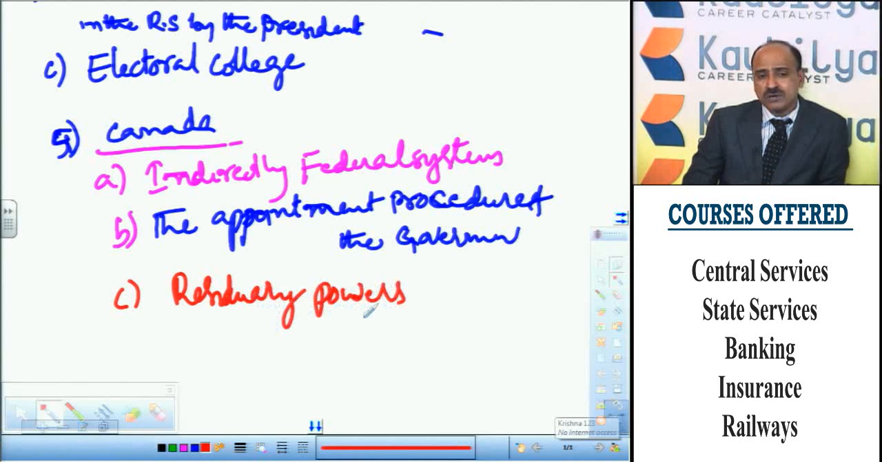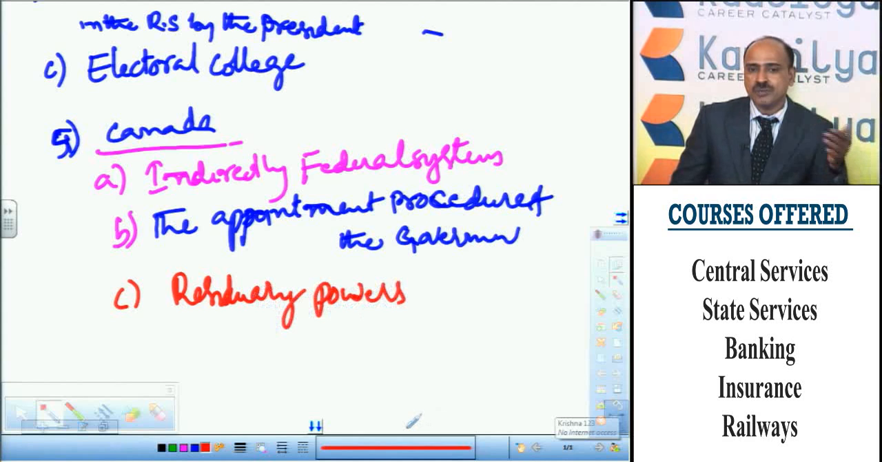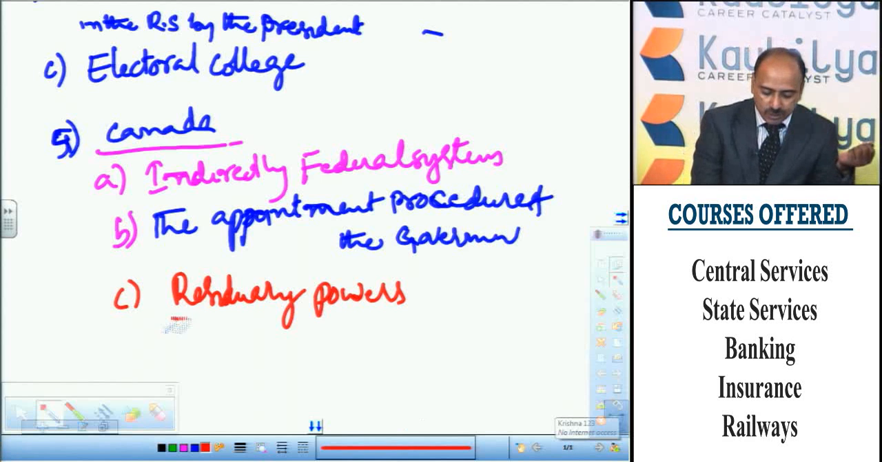In our constitution, we made a division of powers. Under the division of powers, three lists are there: central list, state list, and concurrent list. Some items are mentioned in the central list, some in the state list, some in the concurrent list. If an item is not mentioned in the state list, central list, or concurrent list, that item automatically goes to the central government. All those powers are vested in the central government. That is called residuary powers.